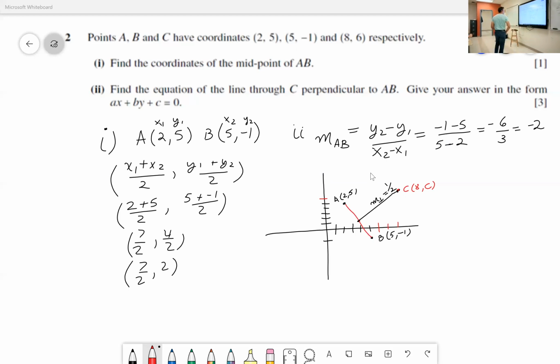So, let me make sure this is written correctly. This is a 6 times. I don't know why it is 6.